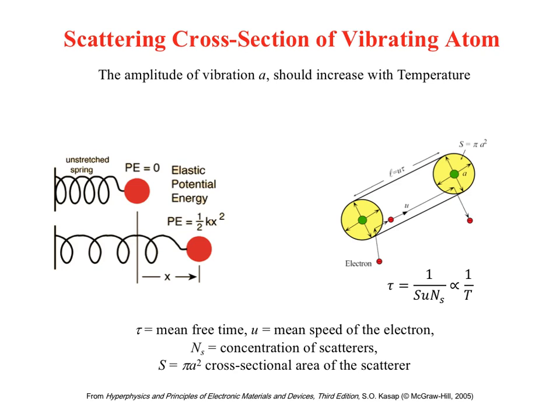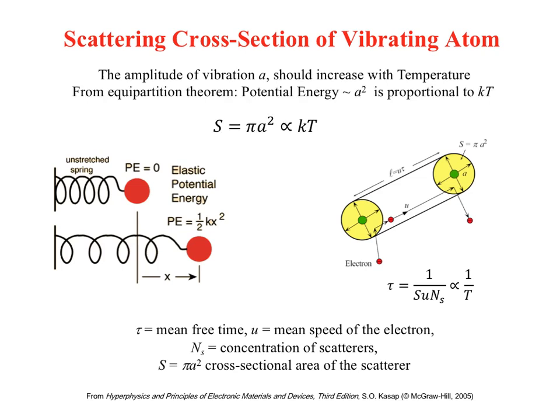Now we want to think more specifically about an electron scattering off a vibrating atom. We think of atoms as being held in place with a spring-like harmonic potential. We know that the amplitude of vibration should increase with temperature, because temperature is a measure of kinetic energy and the maximum amplitude depends on the kinetic energy. We know that the amplitude is related to the potential energy of the atom. The potential energy depends on the amplitude squared, like in a spring, and therefore is proportional to the scattering cross-section.